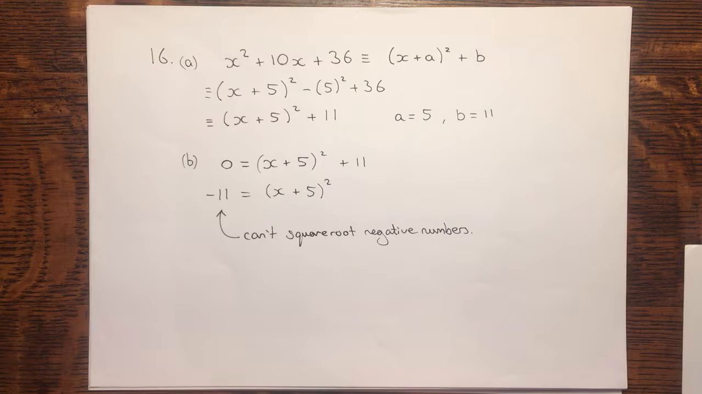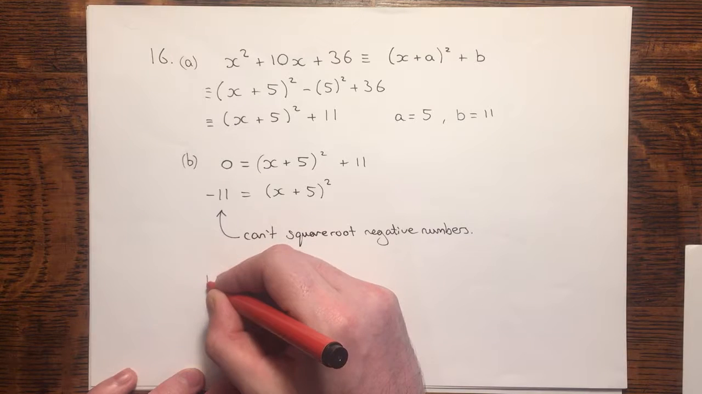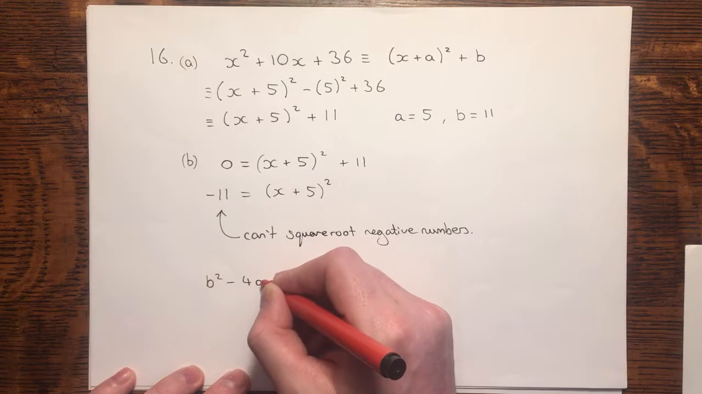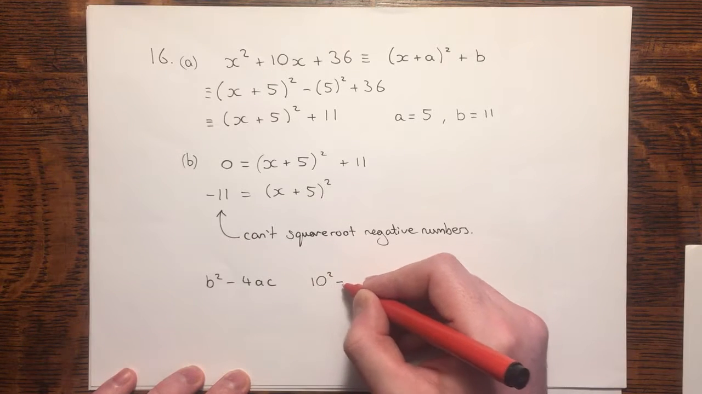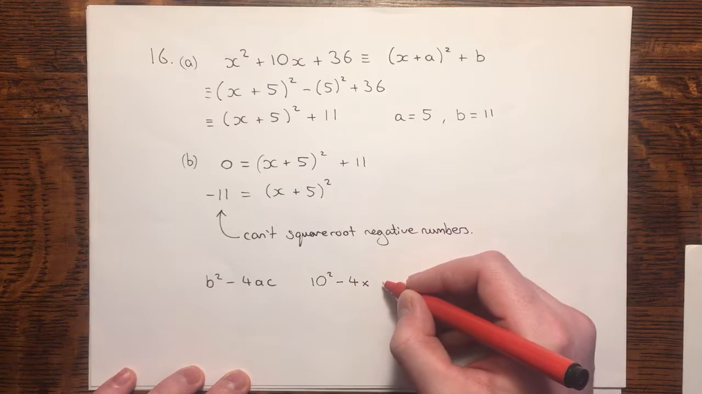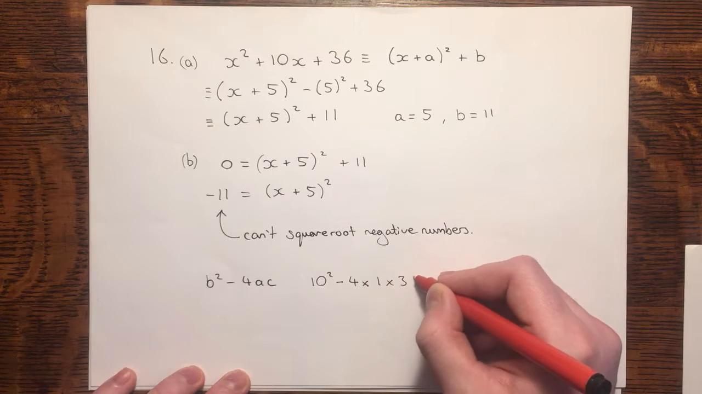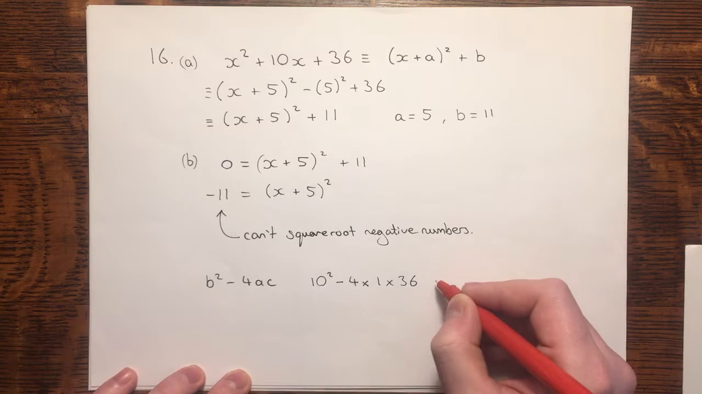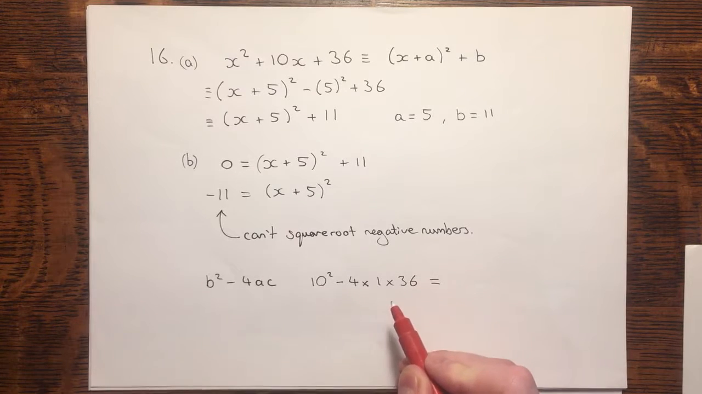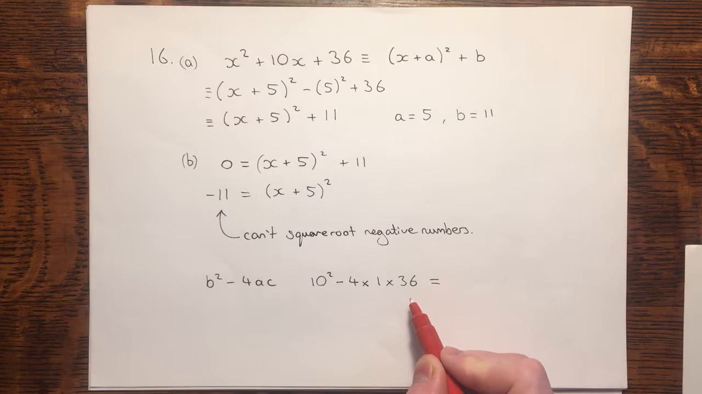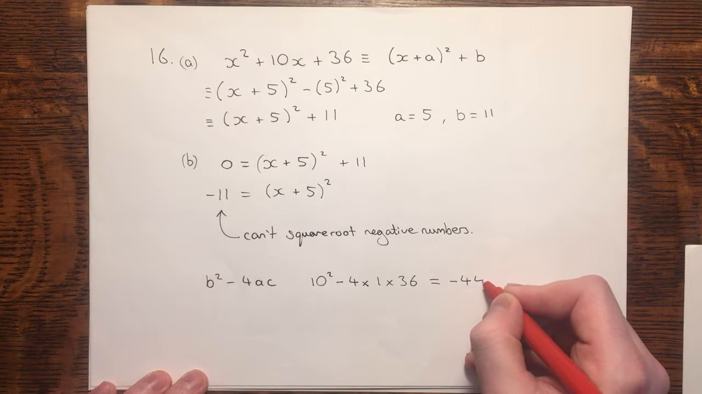However, this is an unusual approach. Normally you would do this by looking at the discriminant. So as a side note, I'm just going to go through how I would do that. b squared minus 4ac, the discriminant. In this case, it's going to be 10 squared minus 4 times 1 times 36. If I evaluate this, this would give me 100, and this would give me 36 times 4 would be 144, so I'd end up with minus 44.